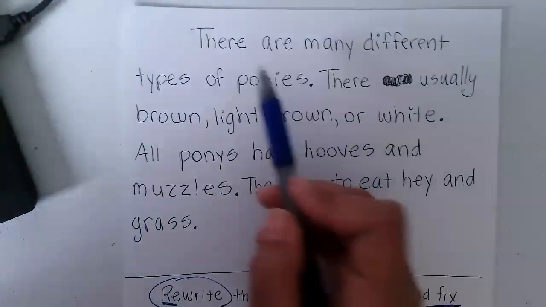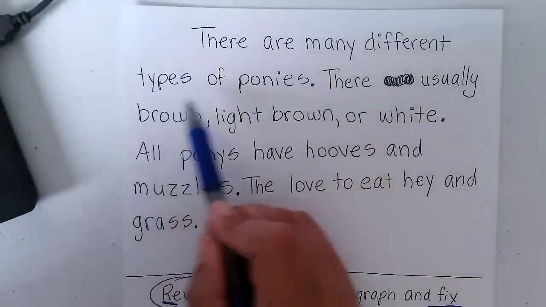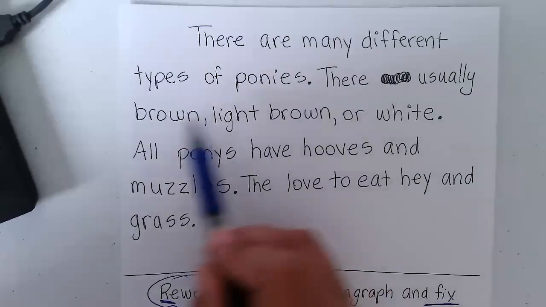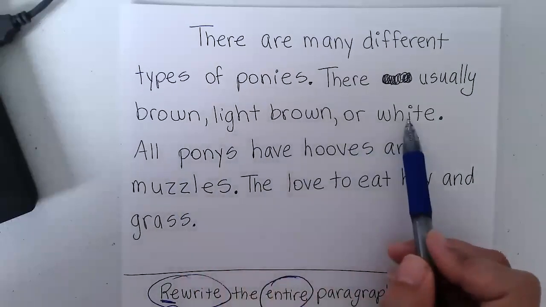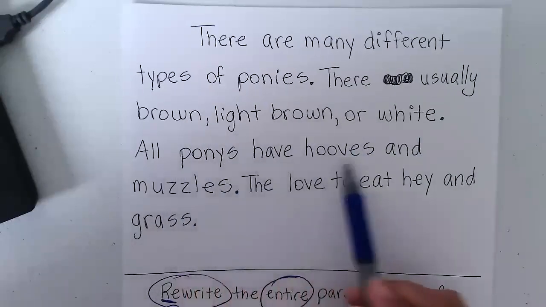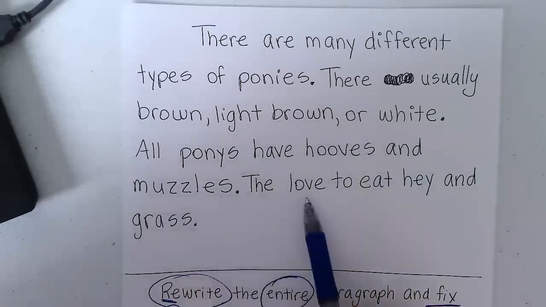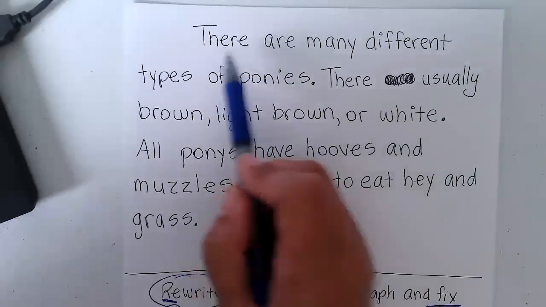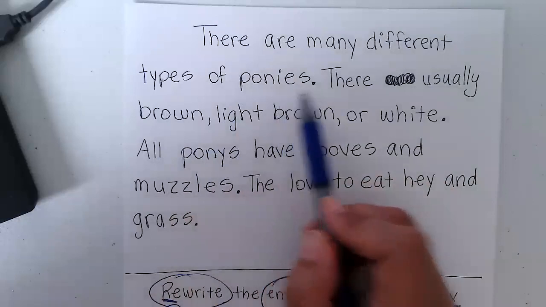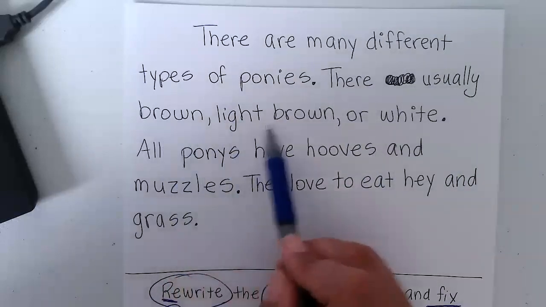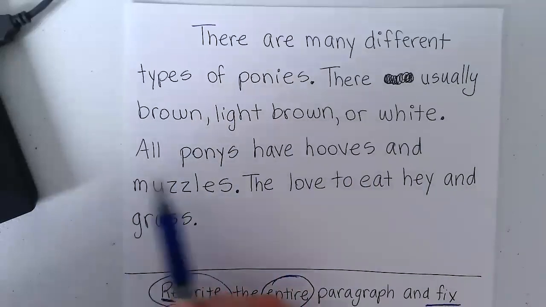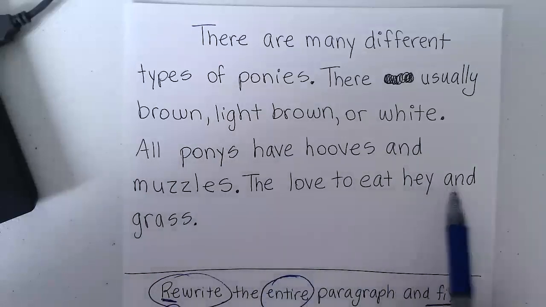Okay. There are many different types of ponies. They're usually brown, light brown, or white. All ponies have hooves and muzzles. They love to eat hay and grass. I'm going to read it again. There are many different types of ponies. They're usually brown, light brown, or white. All ponies have hooves and muzzles. They love to eat hay and grass.